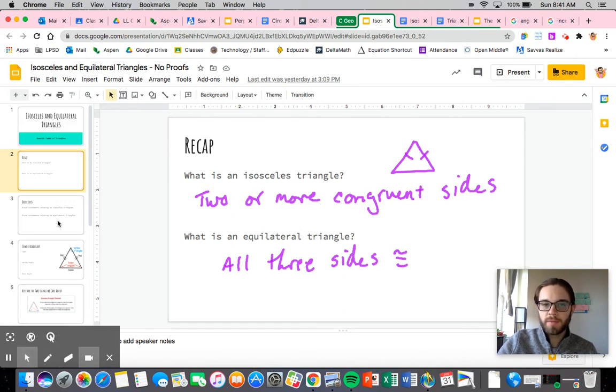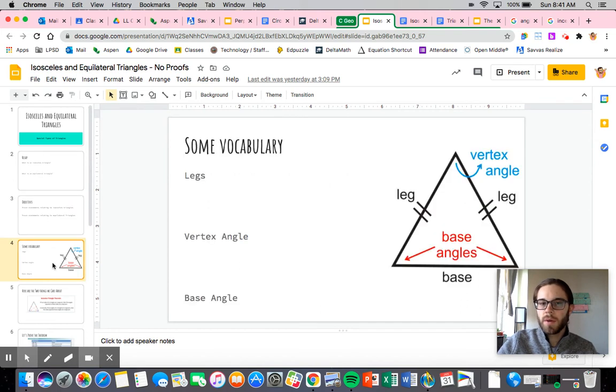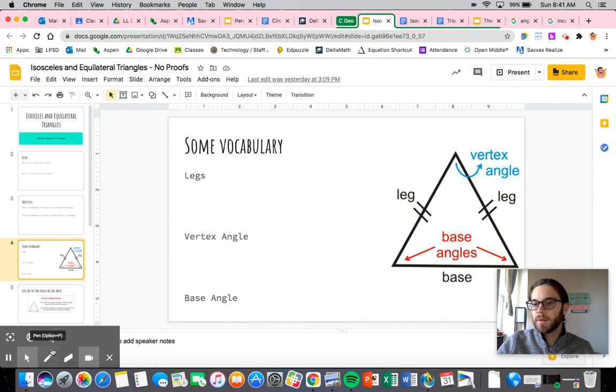Again, that's probably something you already knew, but let's just make sure that we are on the same page. So, what is our goal? We're going to prove and talk about some statements relating to isosceles triangles and equilateral triangles. We're going to use those to solve some problems as well. So, what do we have for vocab? Just to make sure that we're on the same page when we're talking about isosceles triangles, there are a few pieces of information we need to know.